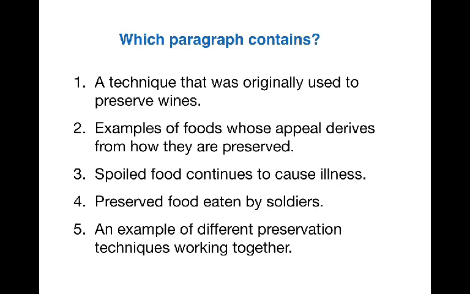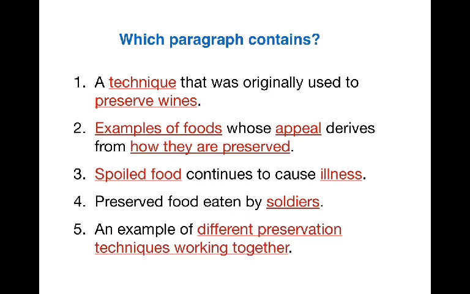So here are the which paragraph contains statements. 5 questions. Number 1, a technique that was originally used to preserve wines. 2, examples of foods whose appeal derives from how they are preserved. 3, spoiled food continues to cause illness. 4, preserved food eaten by soldiers. And 5, an example of different preservation techniques working together.